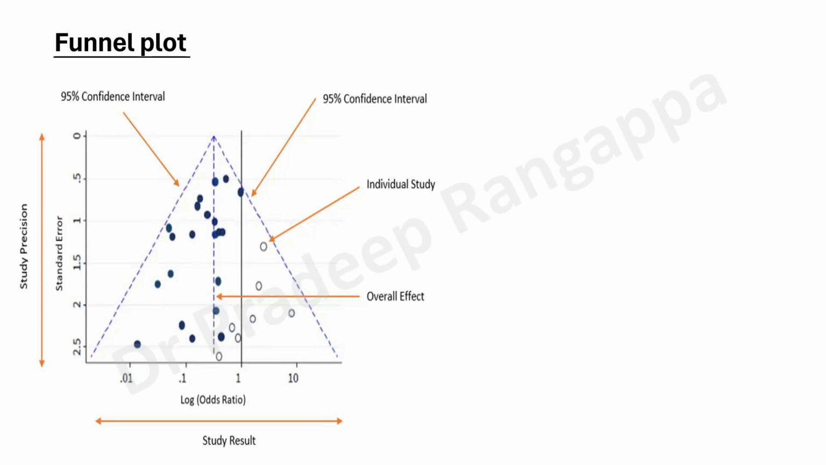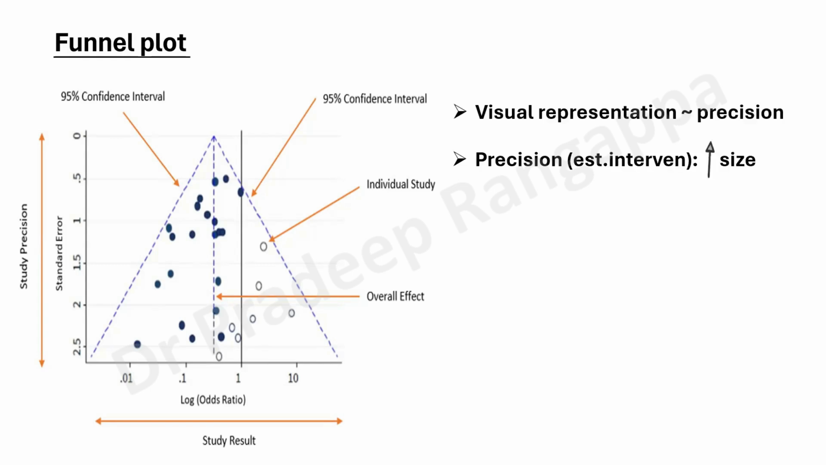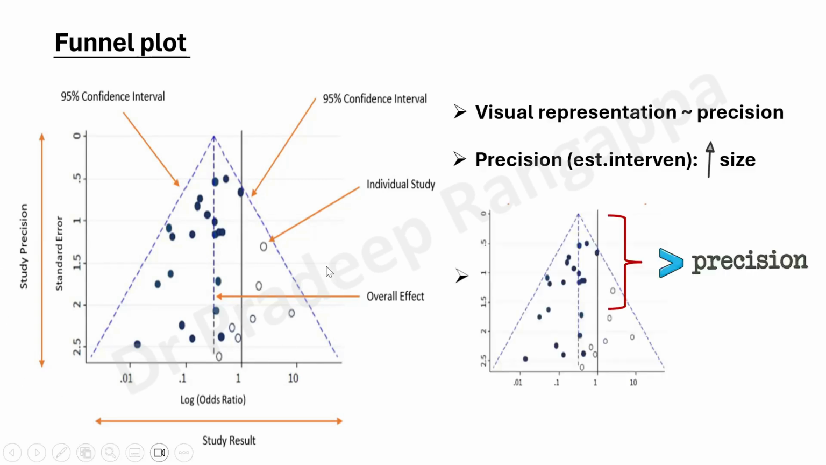Very simple. Low precision studies are present in the lower part of the triangle, and the greater precision studies are present higher up. It's a visual representation of the precision of the studies that are done, and the size of the estimated intervention is larger. It's basically greater in size. So if the precision is better, the size of the marker also will be bigger. As I said, the studies with greater precision are present at the top, and the studies with lesser precision are present at the bottom. So it's a visual representation of the precision of the studies, and the size also is much bigger with the greater precision of the study.